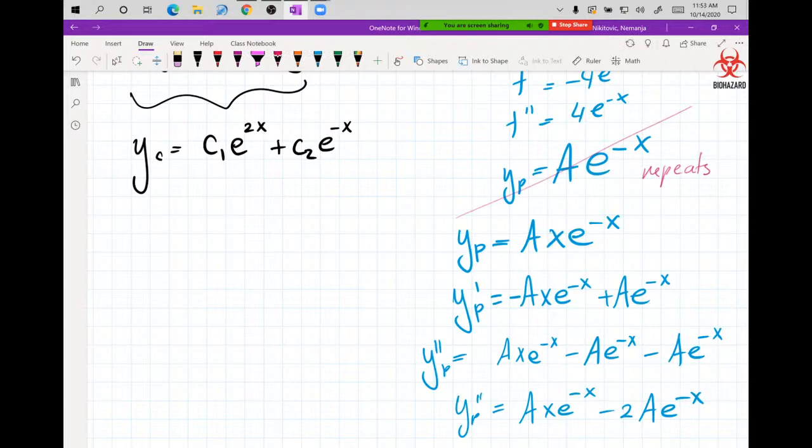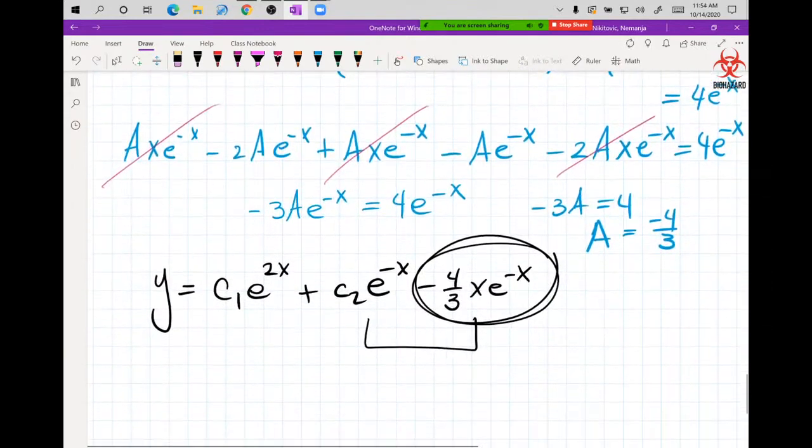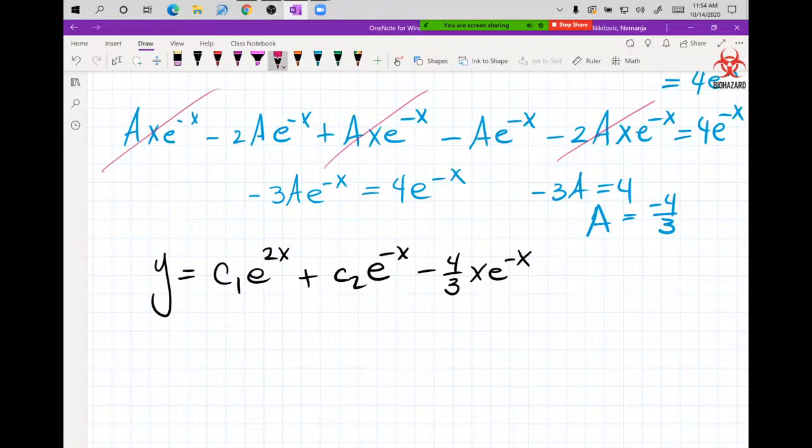So that's your yp, and you know that your y is yc, which is this stuff, plus yp, which is this stuff with the coefficient plugged in, from all of the calculations you did down there to come up with the a. And now I have my solution right here.